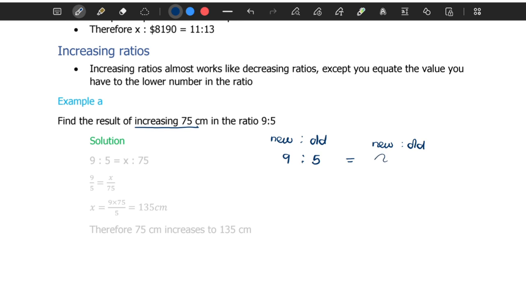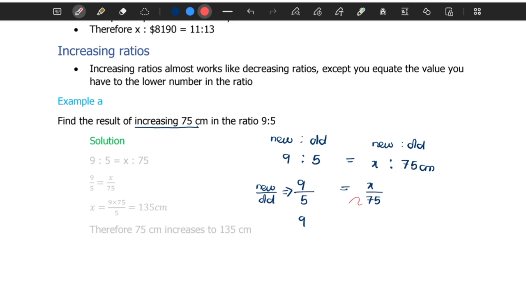So in this case, we do not know what the new price is, what the new size is, but the old we know is 75 centimeters. So again, as ratios, new over old, which is 9 over 5, is the same as saying x over 75, because that's new over old. You maintain the order. Make sure to maintain the order.